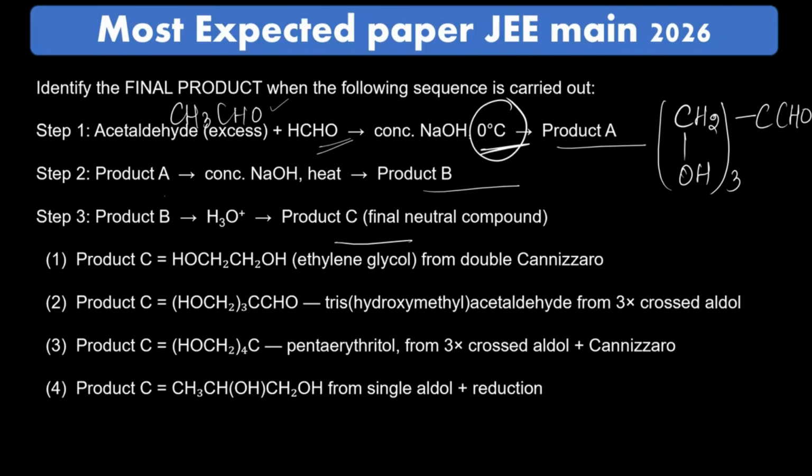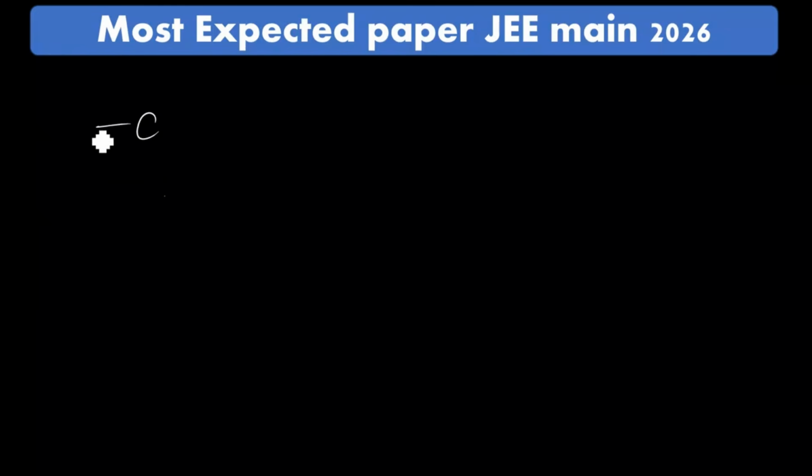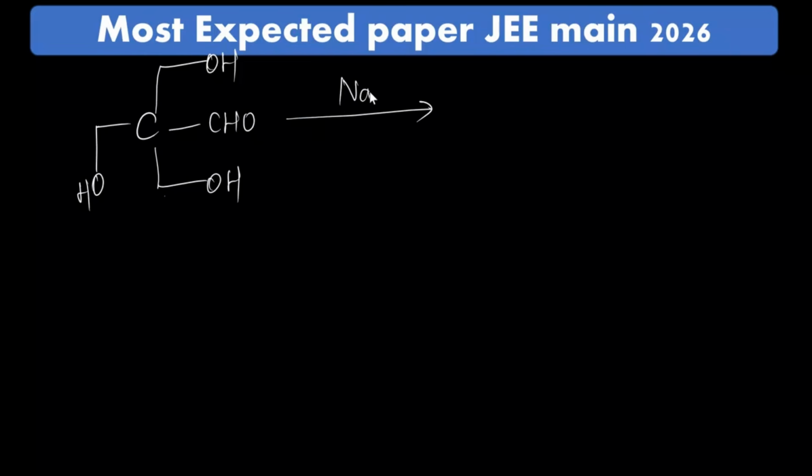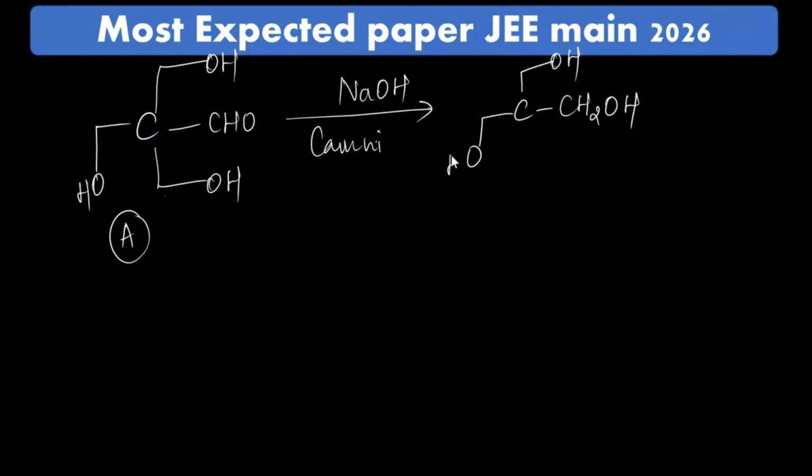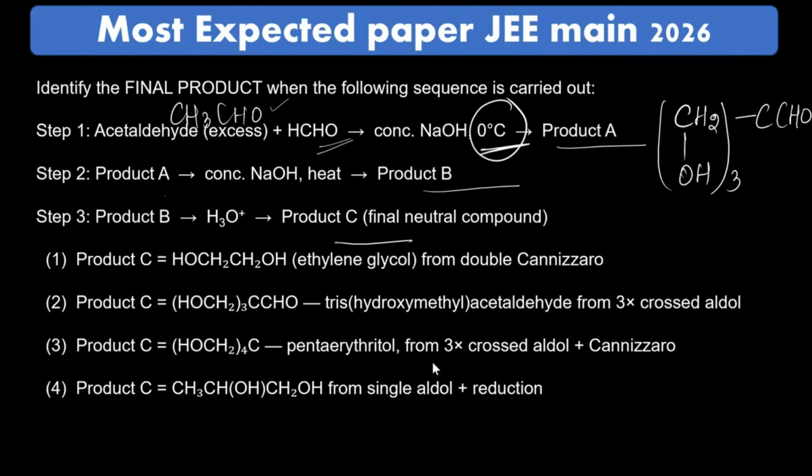Okay, so let me write it over here. CH2OH, CH2OH, CH2OH, and this is HCHO, this is product A, which will undergo Cannizzaro reaction to form the product of CH2OH. The other things will remain intact. OH, and this is OH. Along with that, I'll be having HO minus.